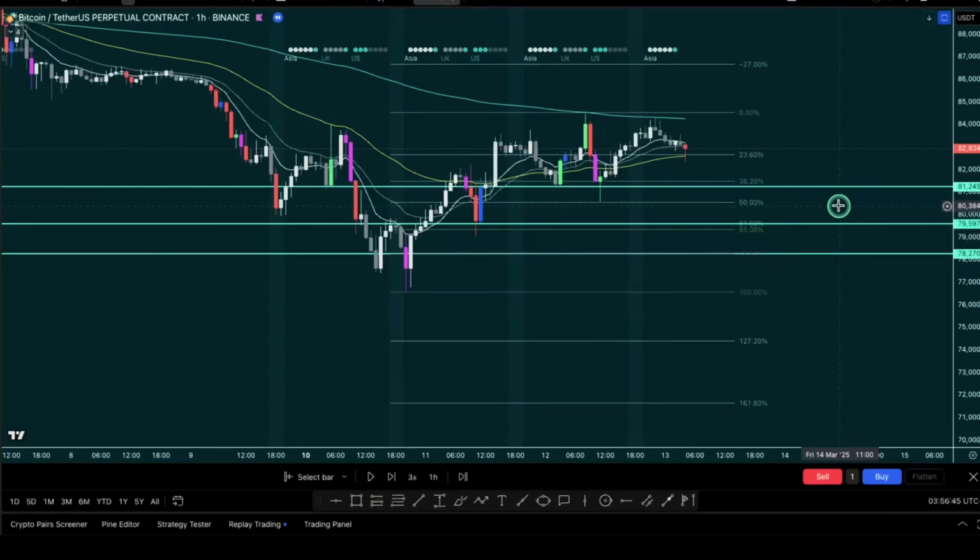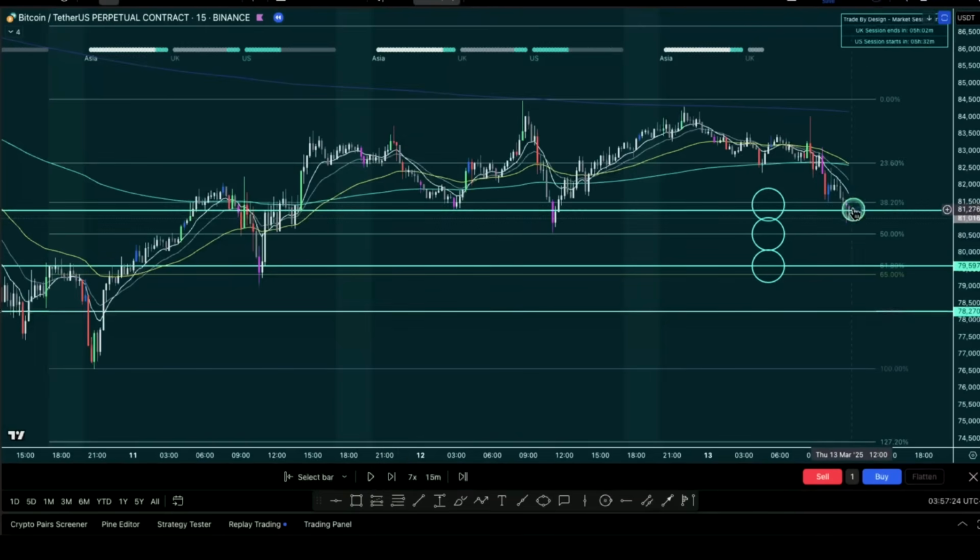So from here, I'm going to drop down to the 15-minute time frame, and essentially what I am looking for, once price comes down to one of these areas, is a change in market structure on the 15-minute time frame. So let's drop down. Currently price is at the 38.2. I can see one bullish candle. However, that's not enough. I'm essentially looking again for an early change in market structure.